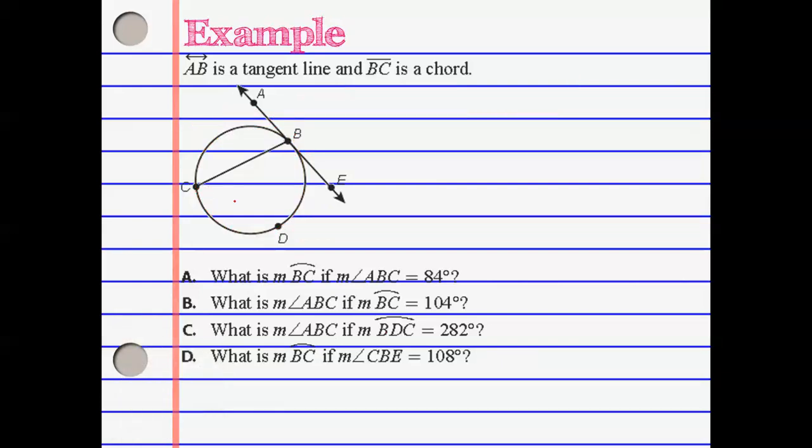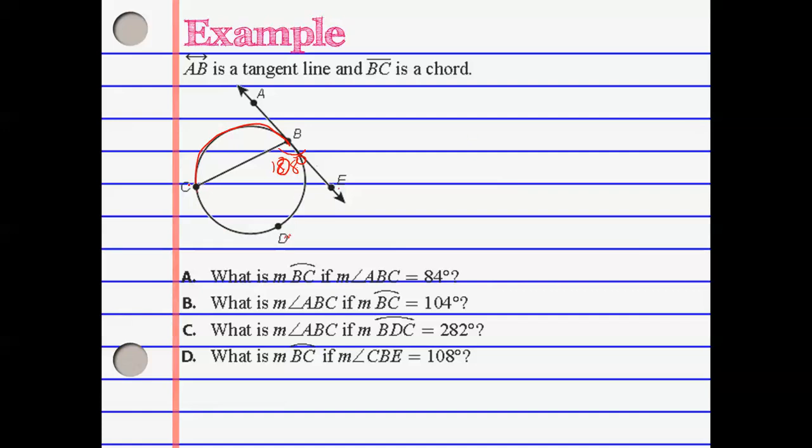Okay, the last one says, what is the measure of arc BC? So now we want to find that arc if the measure of angle CBE is 108 degrees. Okay, so now here we have this 108 degrees. So this one corresponds to this angle out here, or to this arc right here. So since we're given this angle right here, we have to take 108 and multiply it by 2, which is going to give us this arc right here.